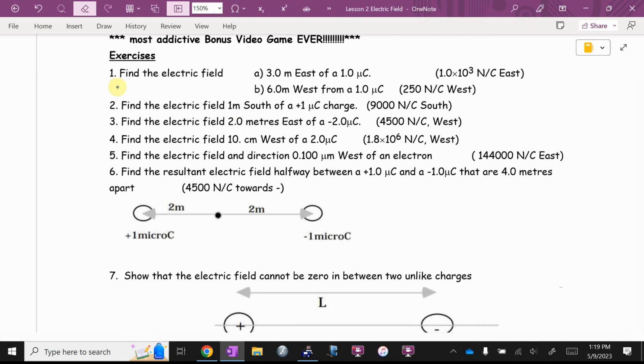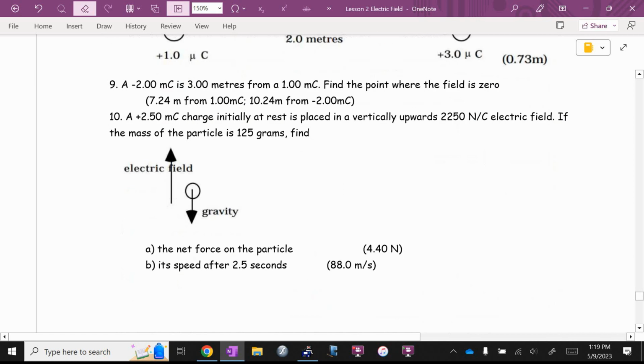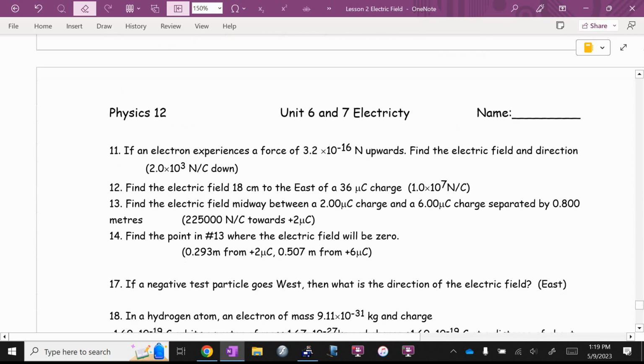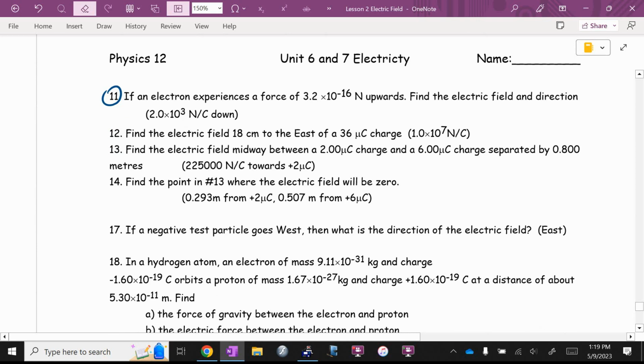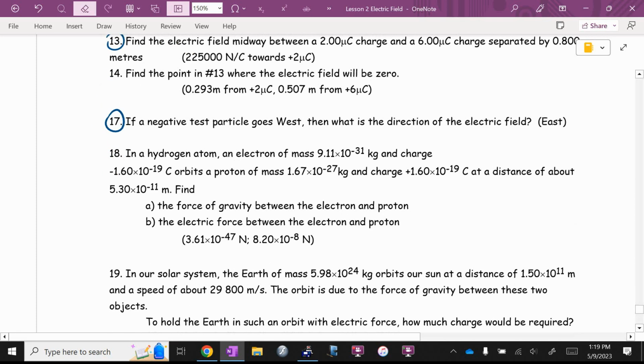I'm going to say homework, try number 3. Try number 4. Try number 5. 6 is good. 11 is good. 13, 17.